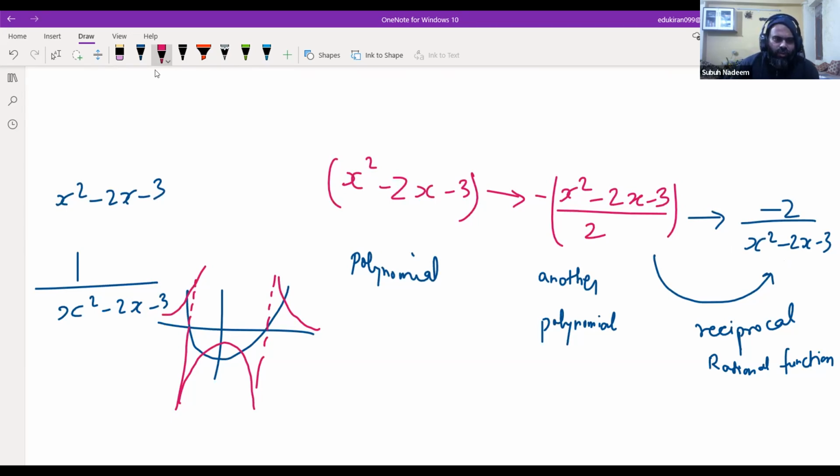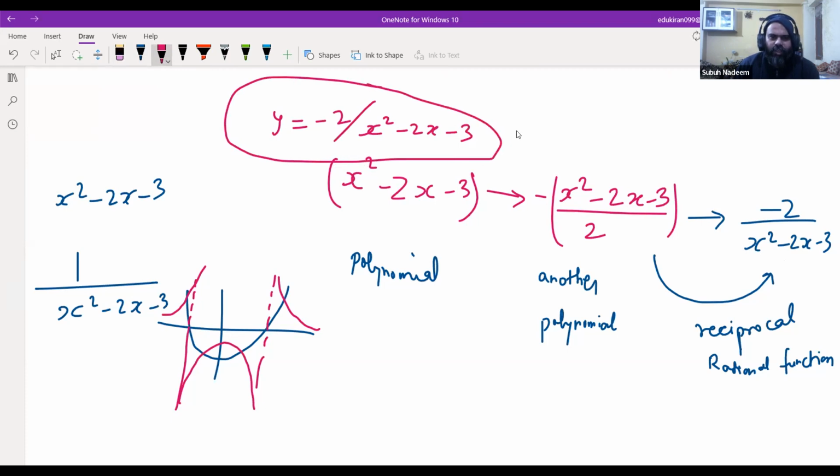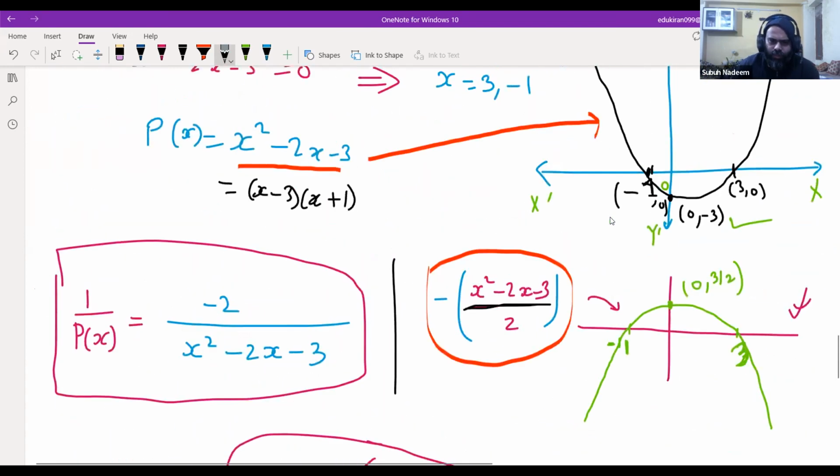y equal to minus 2 by x square minus 2x minus 3. That's the first rational function given, right? Yes. This graph you have to draw. So isn't it the reciprocal of this x square minus 2x minus 3 by minus 2? Yeah, it is the reciprocal of that. So isn't that the final step? So we have drawn the graph of x square minus 2x minus 3 by minus 2. Yeah. Now we have to draw the reciprocal graph.